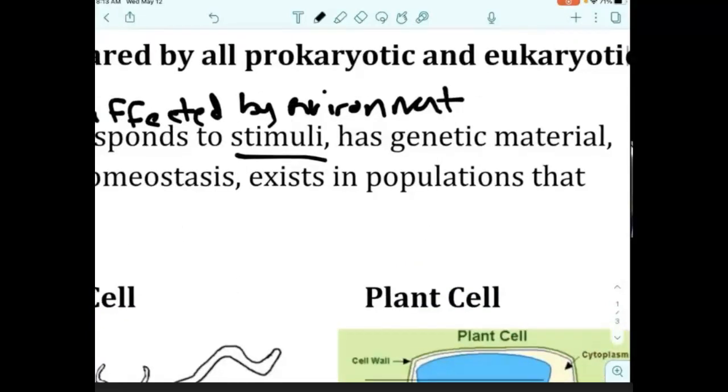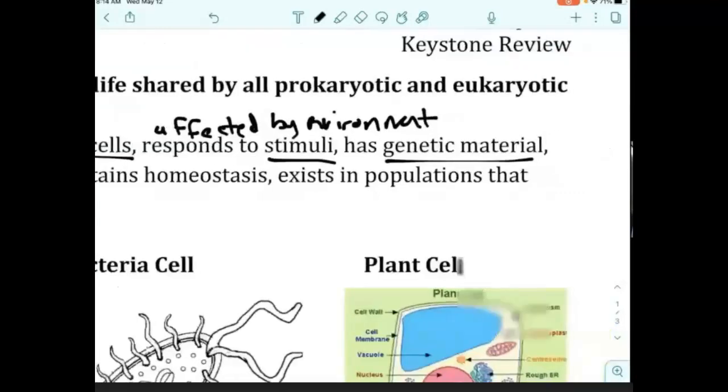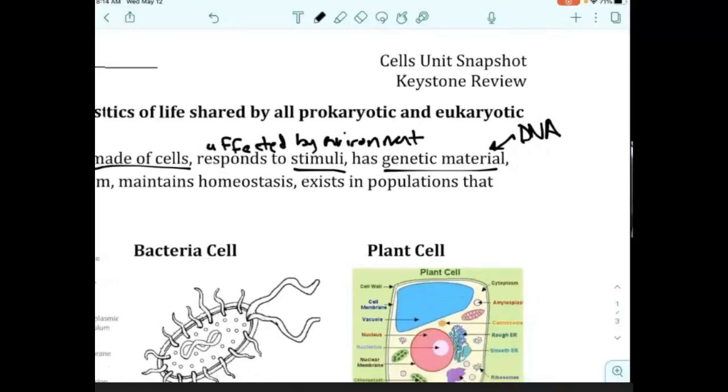As genetic material, what would that genetic material be? You guys know, what's that polymer called? DNA. So all life has DNA as part of it.